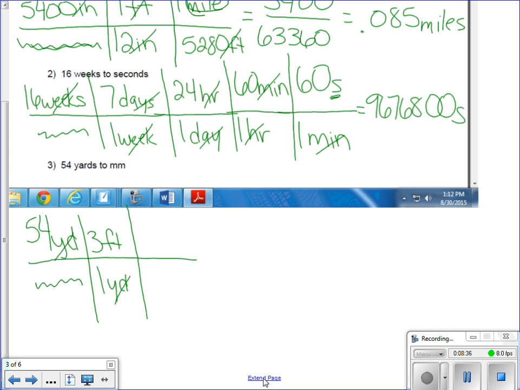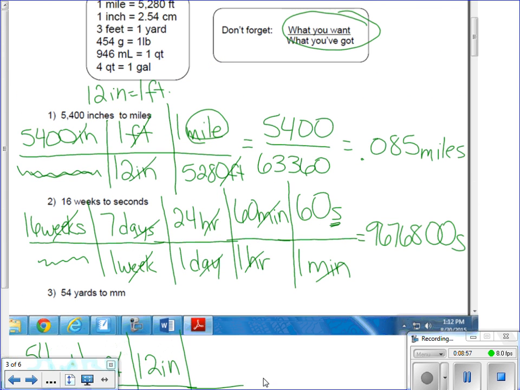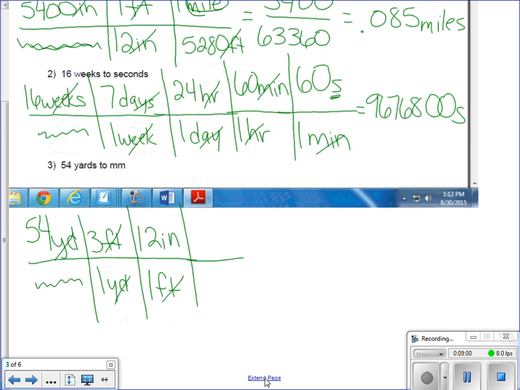Yards cancel. There are 12 inches in a foot. I'm going to put my 1 foot on bottom so it'll cancel, and put my 12 inches on top. If we scroll back, we're not to millimeters yet, so I know I'm going to need another box. I know that there are 2.54 centimeters in 1 inch. So I'm going to plug that one in.